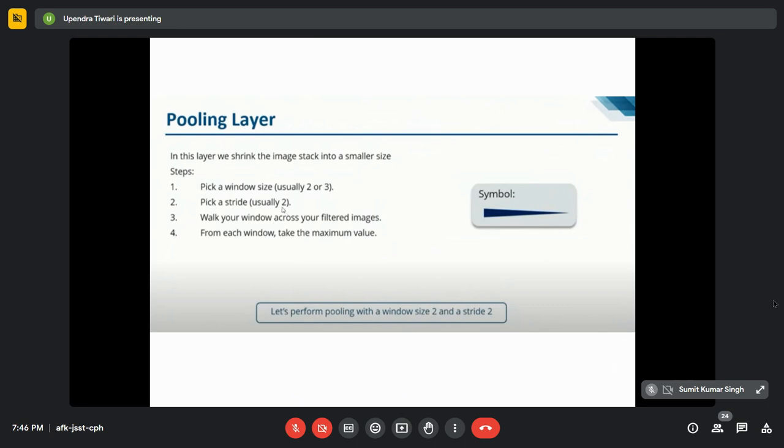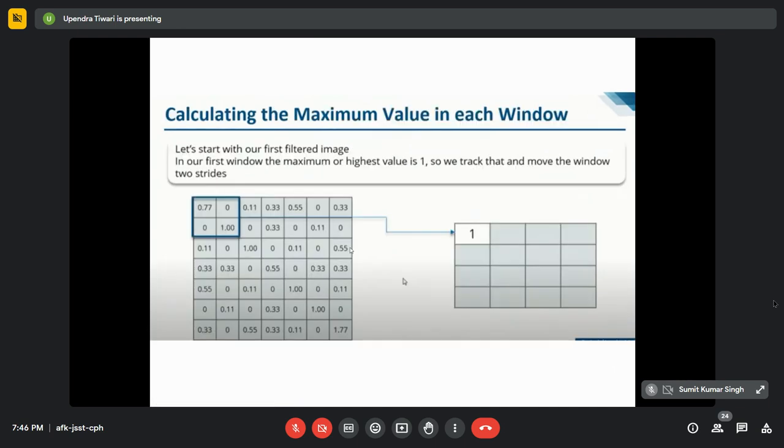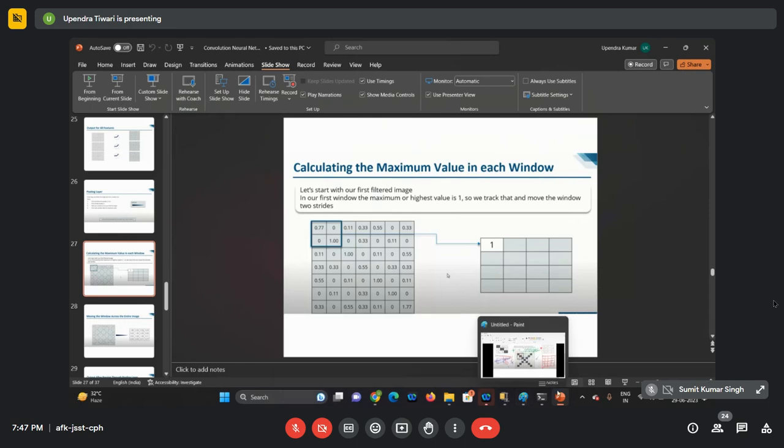And we'll be walking our window throughout your filtered image, the 7 by 7 image that you got after convolution. Then from each window we are going to take the maximum value. We'll do it. Say that this is my first filtered image. So what I'll do, I'll just take a screenshot of it.